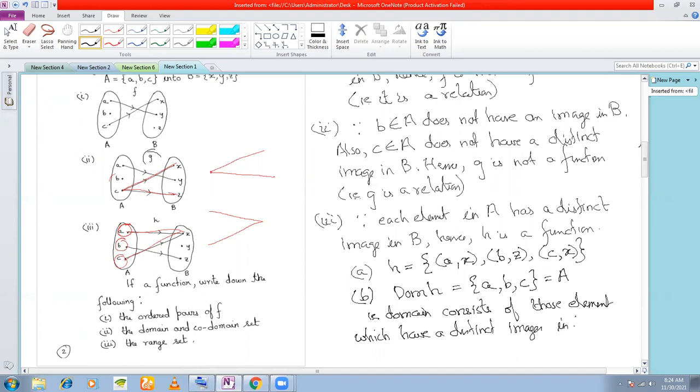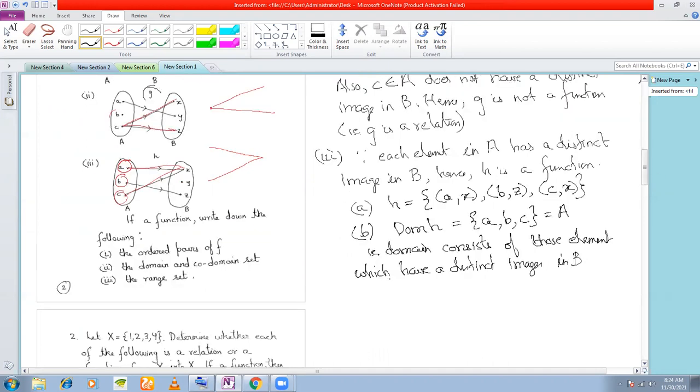Image in B. Okay, and the codomain set also. What is the codomain set of H? The codomain set of H will be the set B. Okay, this entire set to which you are mapping. Some elements may not be mapped, so that's okay. But then that is called the codomain set. Okay, so this codomain set is X, Y, Z, which is the set B.